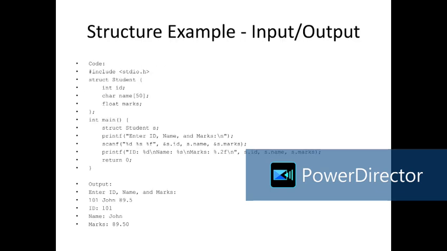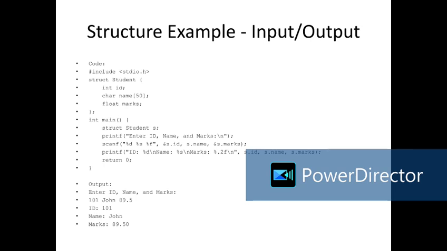Structure example, input and output. Let's begin with a simple structure example demonstrating input and output in C. Here we have defined a structure named student that contains three fields: an integer ID, a character array name to store the name, and a float marks to store the student marks. This structure helps us group related data types in a single unit, making our program more organized.